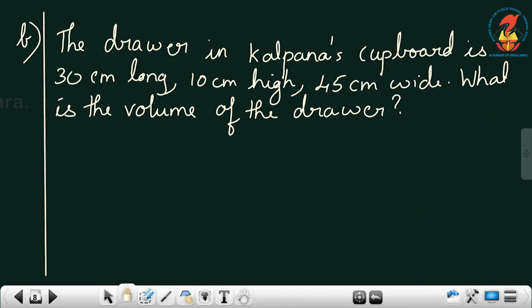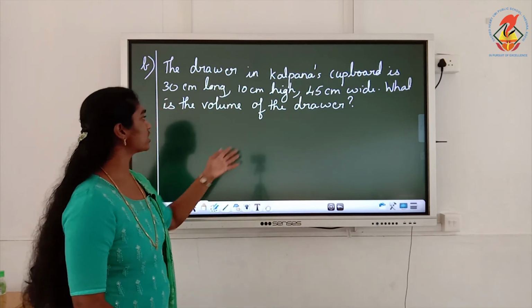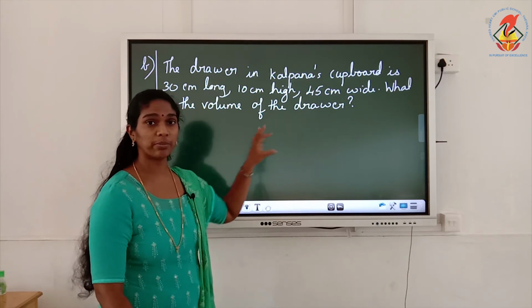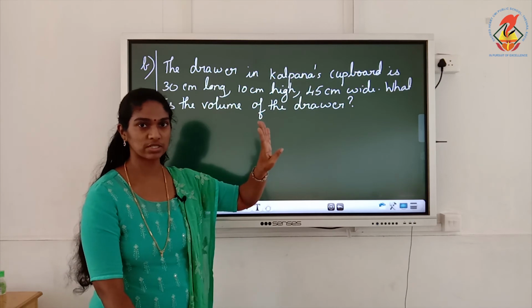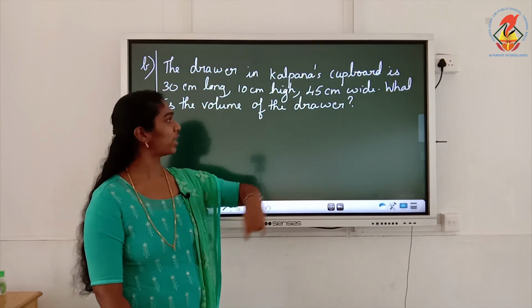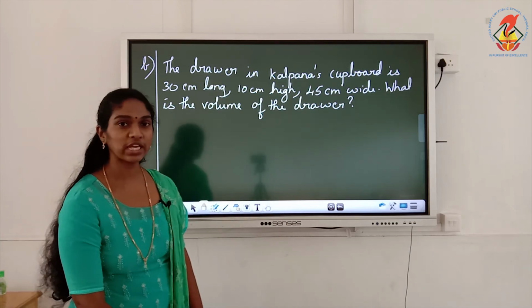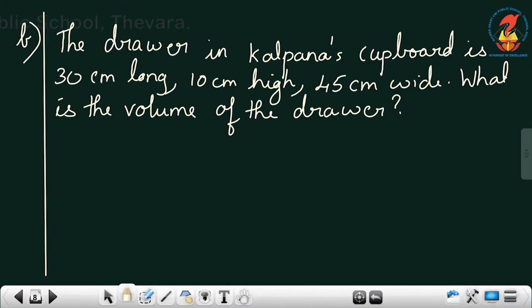Now, next question. The drawer in Kalpana's cupboard is 30 centimeter long, 10 centimeter high and 45 centimeter wide. So here the length, breadth and height is also given to you. What is the volume of the drawer? It's a direct question. So you just write length of the drawer, breadth of the drawer, height of the drawer, volume of the drawer. 4 statements. And write the formula length into breadth into height. Just multiply, you will get the answer. What will be the unit? Cubic centimeter. So this question you do it as a homework children.